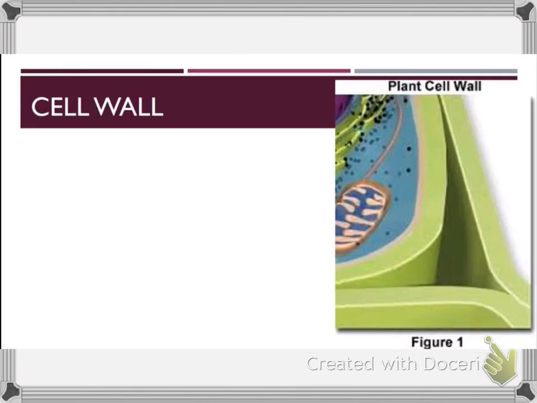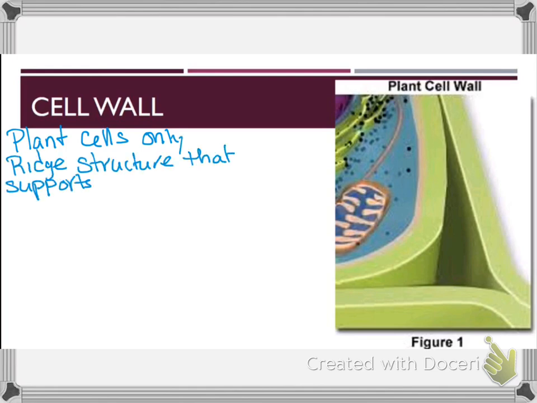All right, now the next 3 terms we're going to do are found in plant cells only. The first is the cell wall. It's the rigid structure that supports and protects the cell. It's found on the outside of the cell membrane.